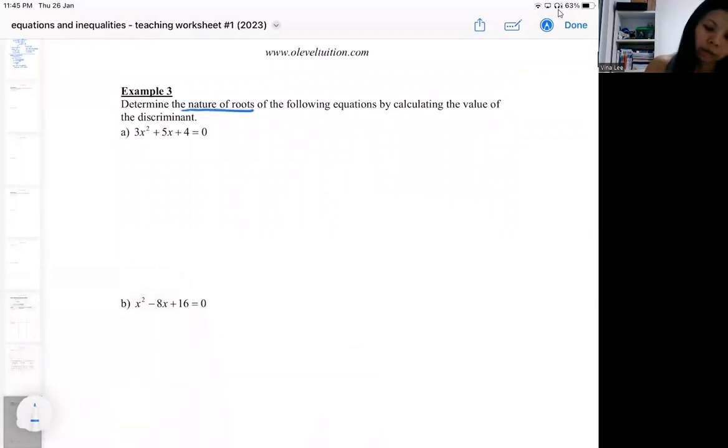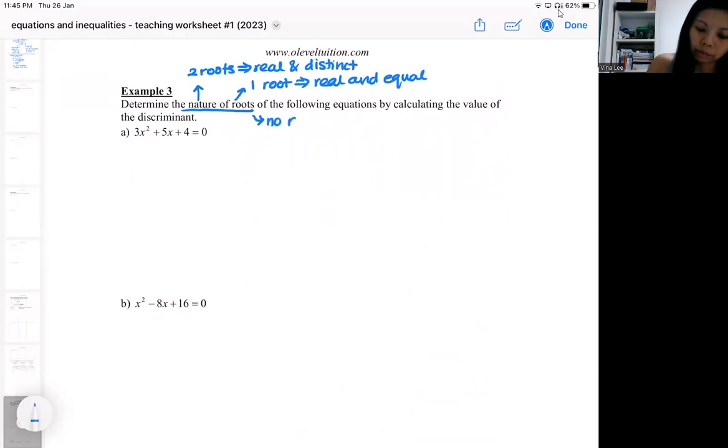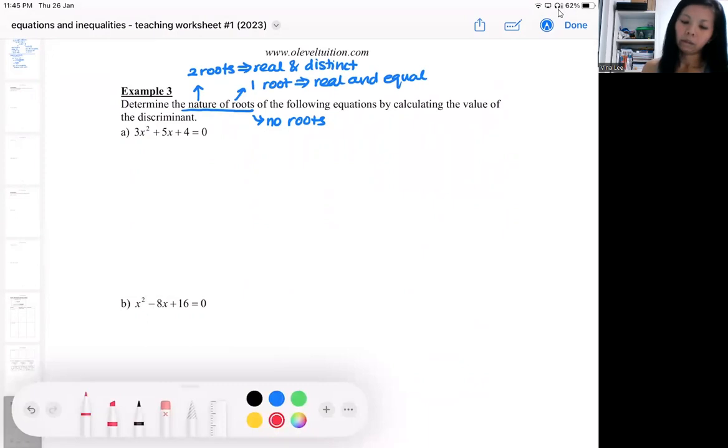Nature of roots. So there are a few natures. If you got two roots, the nature will be real and distinct. If you have one root, the nature will be real and equal. If you got no roots, then it's just no roots. Okay, so there will be some conditions to correspond to the nature.